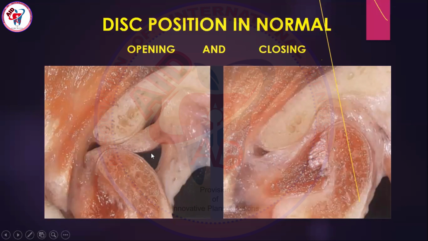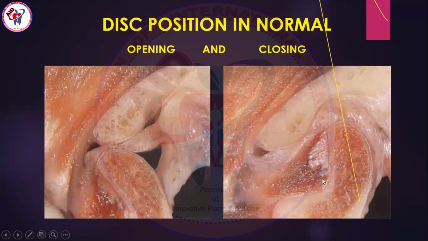Ladies and gentlemen, when the mouth is open, remember one thing: the condyle does not touch any part of the glenoid fossa. It is always supported by the disc. Secondly, there is always synovial fluid, which becomes very active on opening of the mouth. It goes from up to down and down to up. And these are the attachments which are present there.